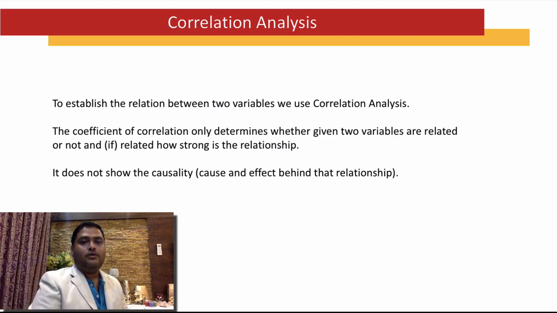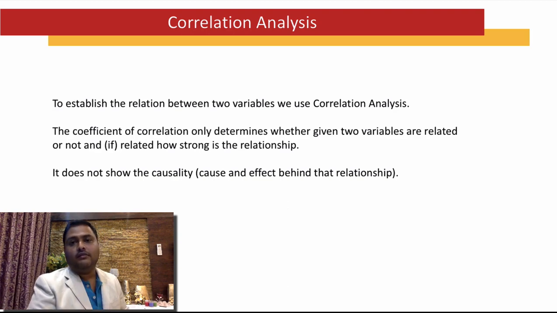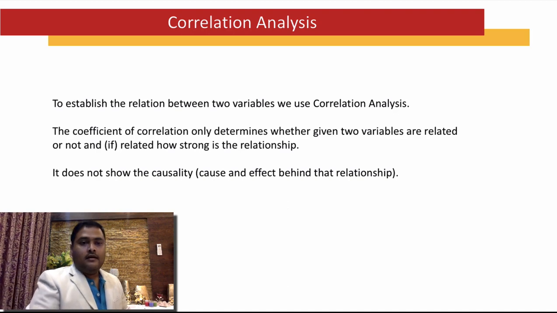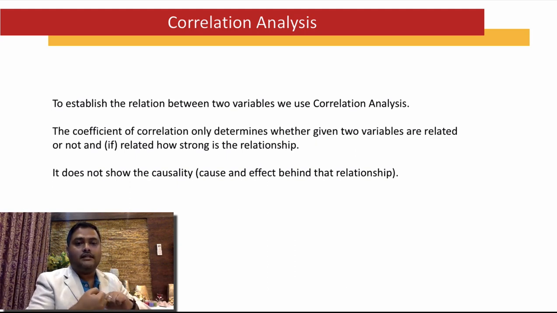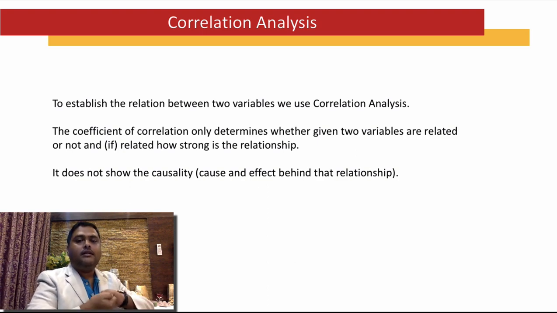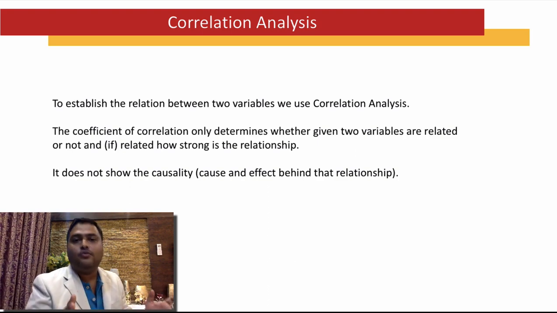In this section we'll be talking about considering only two variables, and that is called bivariate correlation analysis. The second point I would like to say is that the coefficient of correlation, in short we represent it by rho or small r, only determines whether the given two variables are related or not, and if it is related, how strongly it is related. Okay, weakly related, positively related, negatively related, strongly related, or there is no correlation between them.